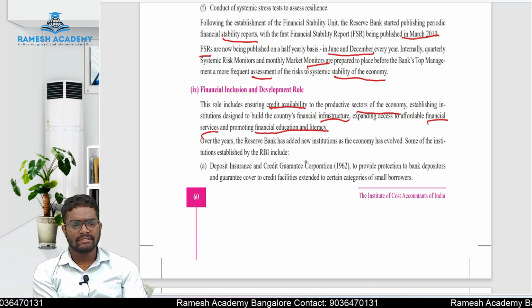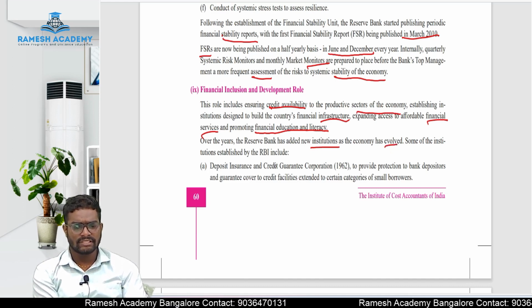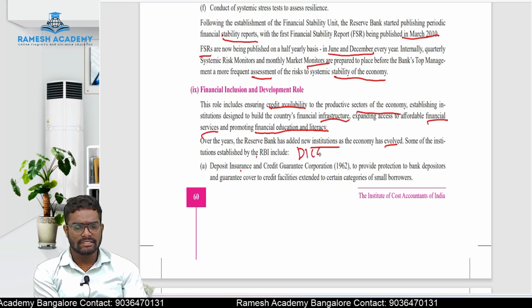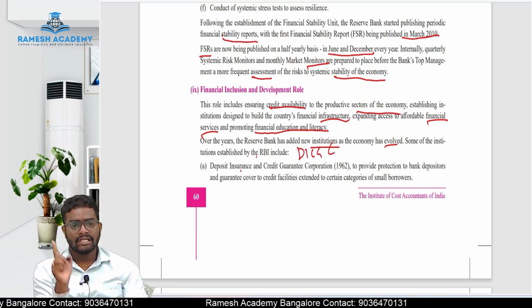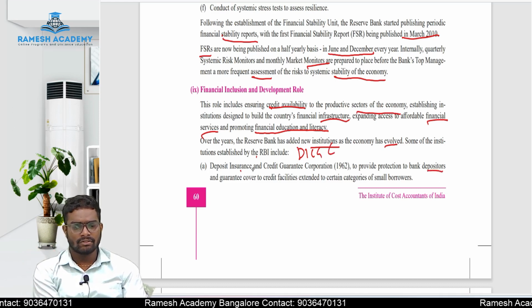Over the years, Reserve Bank has added new institutions as the economy has evolved. Some of the institutions established include deposit insurance and credit guarantee scheme. So this DICGC is one such step. It will provide a guarantee to the bank depositors extended over a certain category.